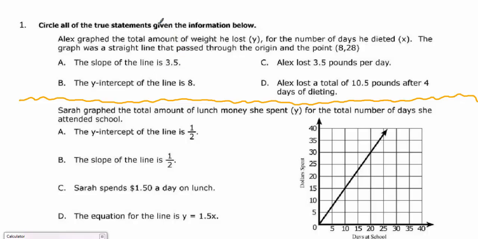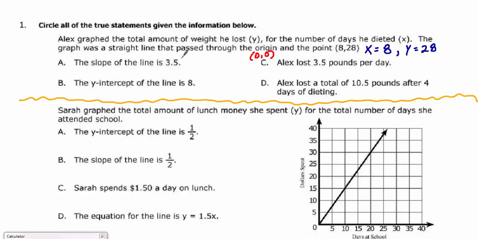So the first set, Alex graphed the total amount of weight he lost, Y, for the days he dieted, X. The graph was a straight line that passed through the origin. That tells us it went through 0, 0. And the point 8, 28. One of the things that I recommended you do when you see those points is you break out the X, 8, and the Y, 28. So he dieted for 8 days and lost 28 pounds. That's what it says. Number of days X, weight lost Y.